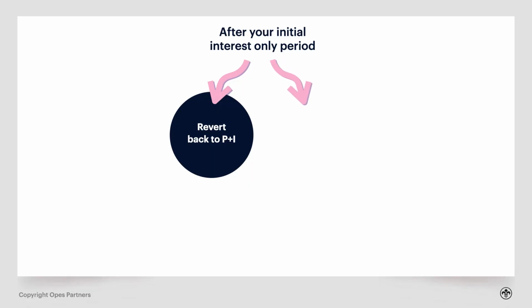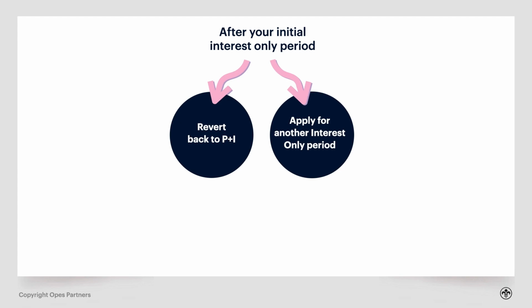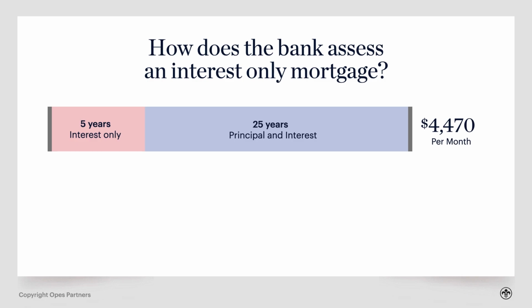What's the other thing that you could do? Well, this is what we see most common. We see a lot of investors apply for another interest-only period. And that happens very, very frequently. Let me show you how that works.